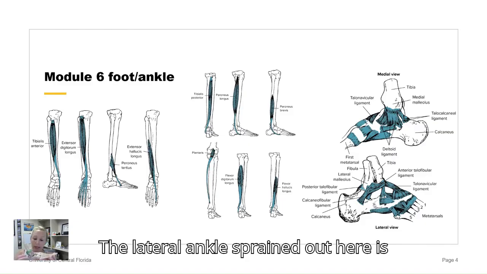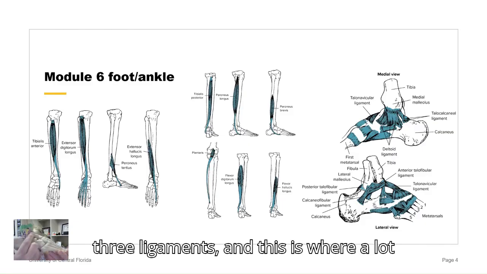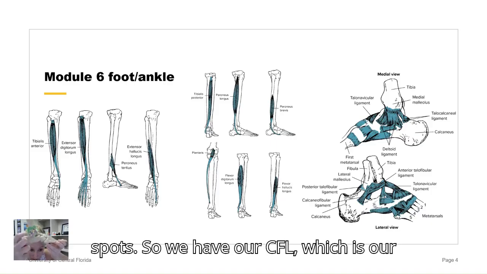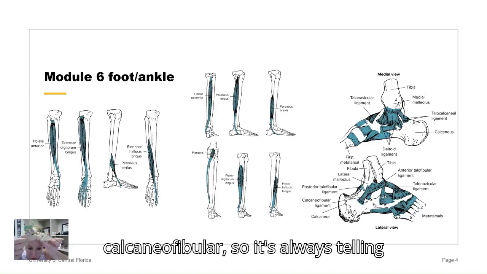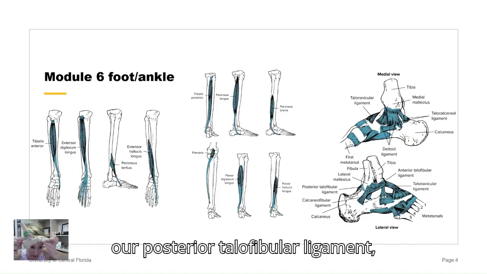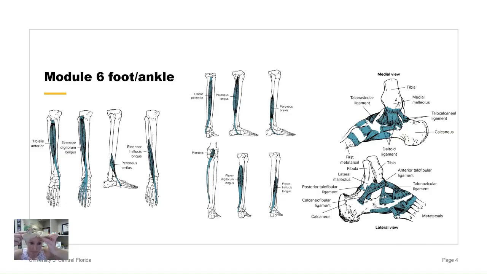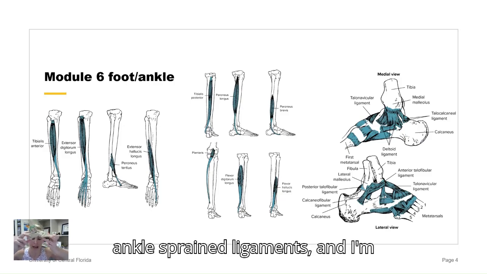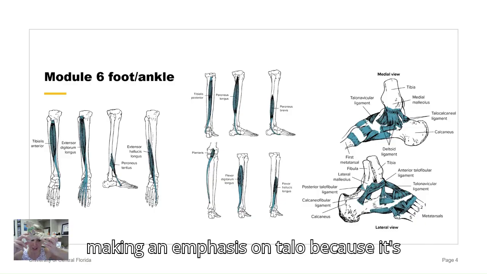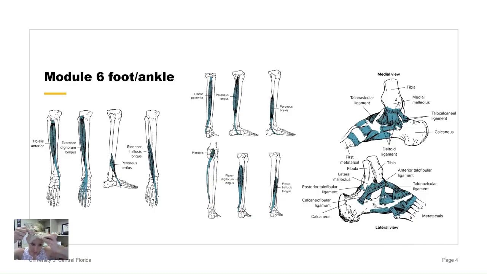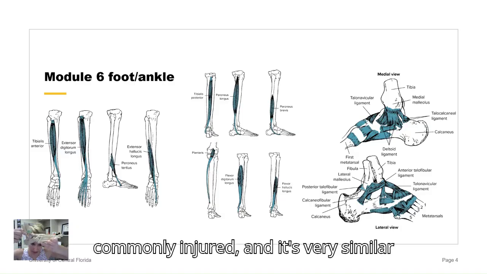The lateral ankle sprain out here is 3 ligaments, and this is where a lot of our injuries, the most common injury spots. So we have our CFL, which is our calcaneofibular. So it's always telling you where they're attaching, from the calcaneus to the fibula. Our anterior and our posterior talofibular ligaments. Talofibular are our lateral ankle sprain ligaments, and I'm making an emphasis on talo because it's coming from the talus to the fibula.